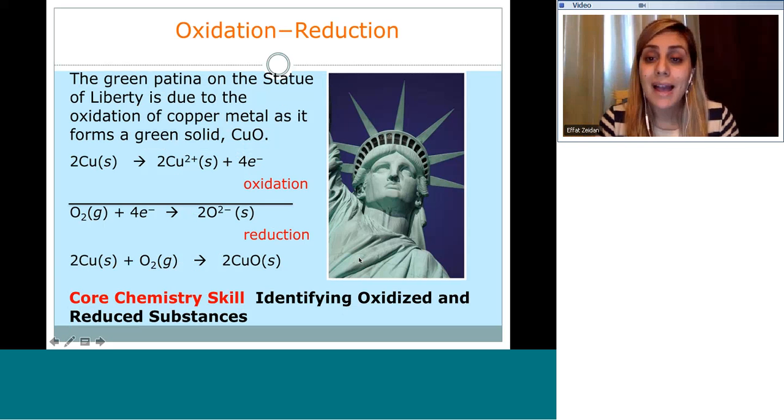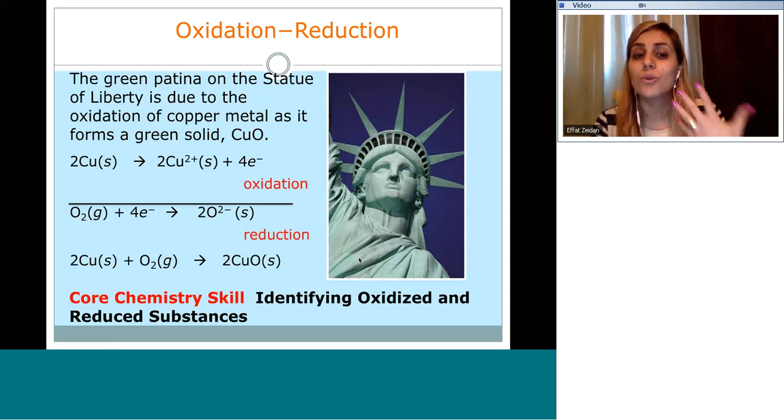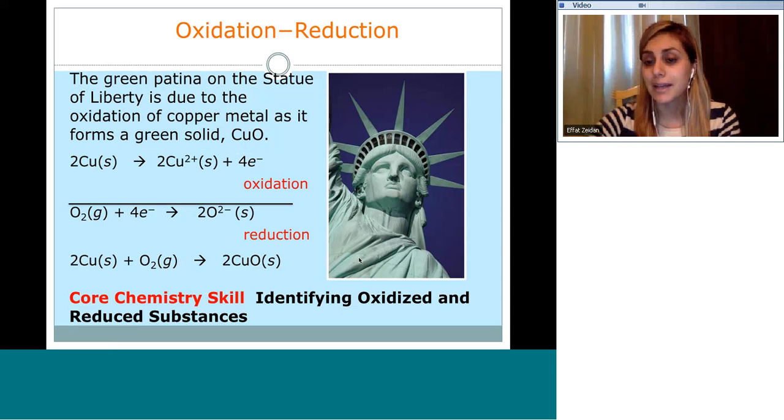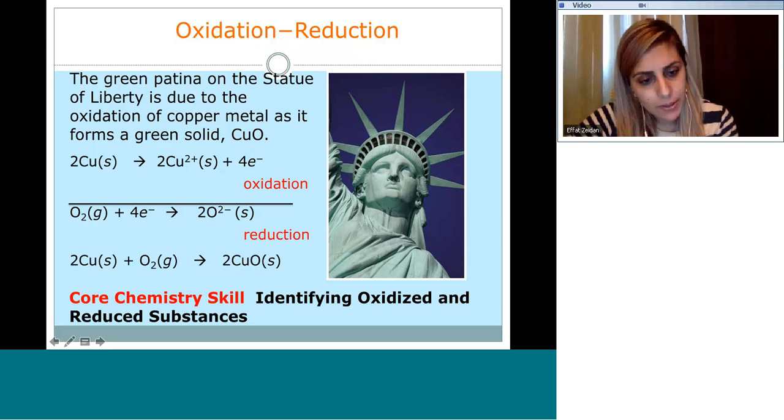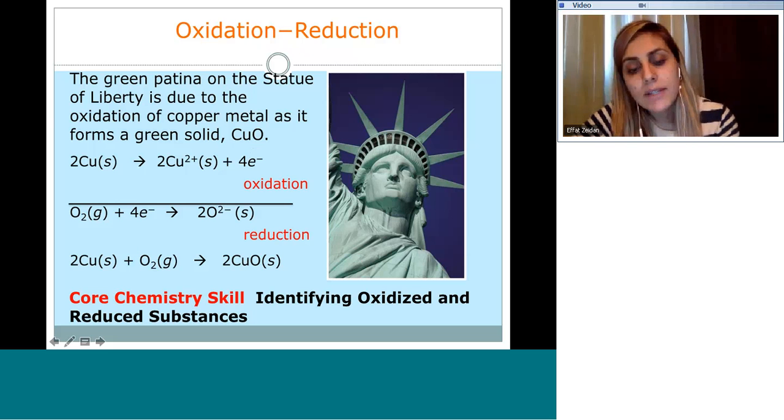The green panel on the Statue of Liberty is due to the oxidation of copper metal as it forms a green solid, copper oxide. Have you ever wondered why it has that green color? It's because there's an oxidation reduction reaction happening, turning that copper metal into an actual green solid, copper oxide. So what is the reaction? Copper metal is turning into copper oxide. What's happening in this process? We have copper solid plus oxygen, which in the presence of oxygen gives us copper oxide.